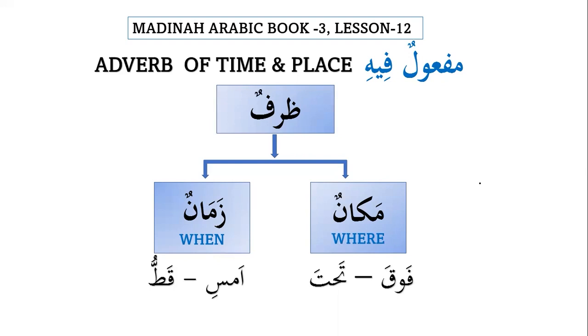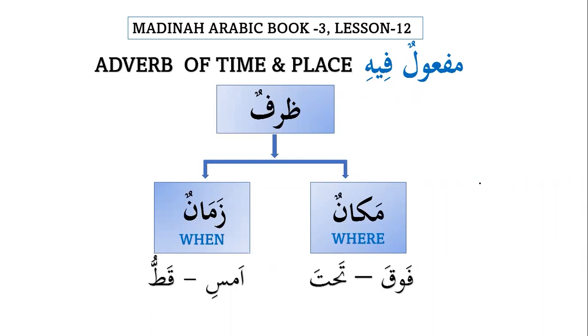For example, sajada, yasjudu, and the dharf we know as masjidun. And similarly, la'iba, yal'abu, mal'abun. So when we say mal'abun wa masjidun, we know that this is a derived dharf, and this is also declinable. For example, we can say masjidun, masjidan, masjidin.